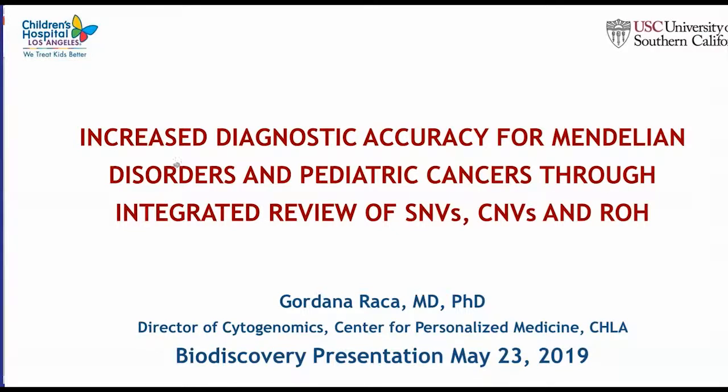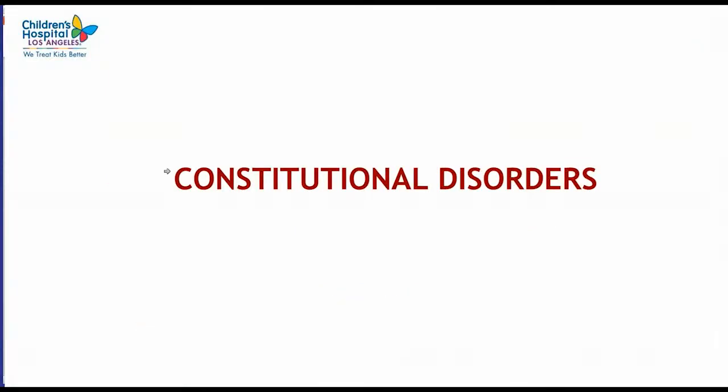So as you see from the title, I will be talking about how integrated review of sequence variants, copy number variants, and treatments of homozygosity, which is enabled through NX Clinical, can help us in more accurate diagnosis of both Mendelian disorders and pediatric cancers. So my talk will be divided into two parts, and in the first part, I will be talking about constitutional diseases, and then in the second part, I will be focusing on cancer.